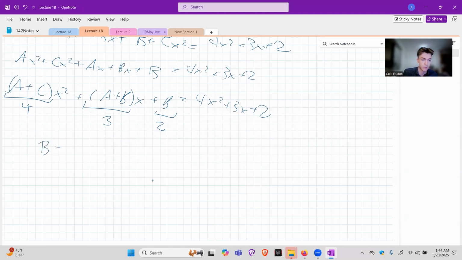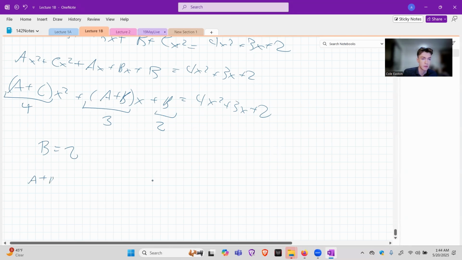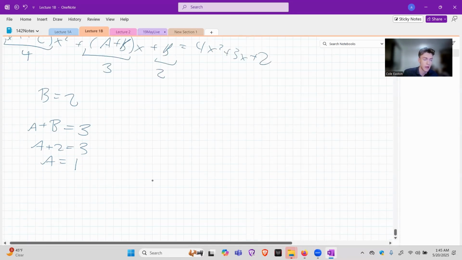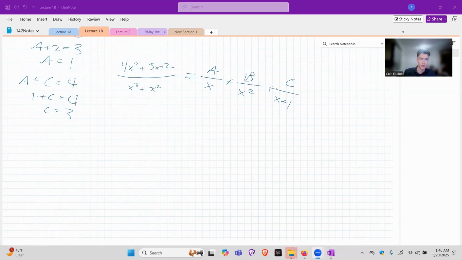So let's just write, starting with this, b equals 2. Okay, now I know that a plus b equals 3. So we have a plus 2 equals 3. So that says that a equals 1. Okay, and then I have a plus c equals 4. So 1 plus c equals 4. So c equals 3.